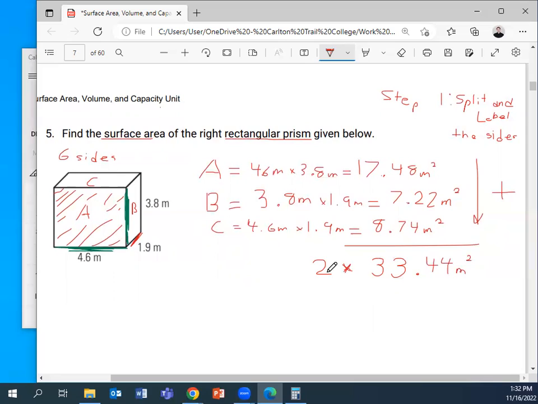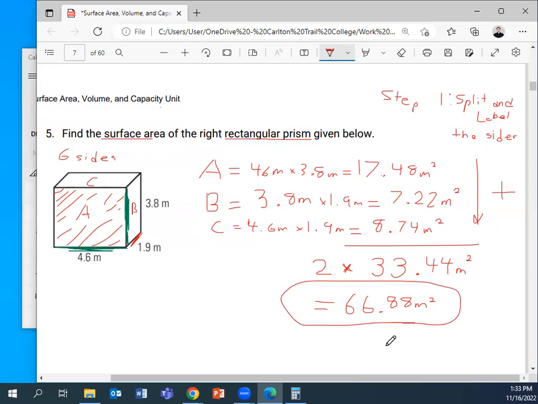So if I take the 2 times the 33.44, I'm going to end up getting 66.88 meters squared. And it's my final answer. So what do I do with it? You betcha, I circle it. So this is actually a harder question than number 2, but a lot less work for it.